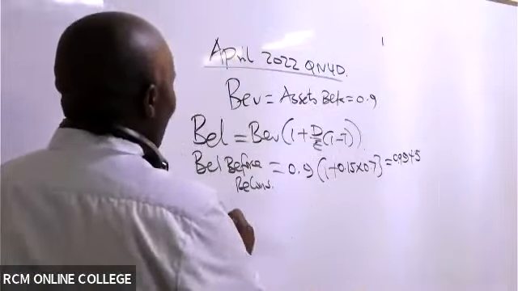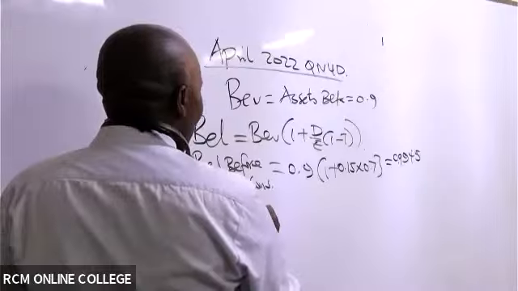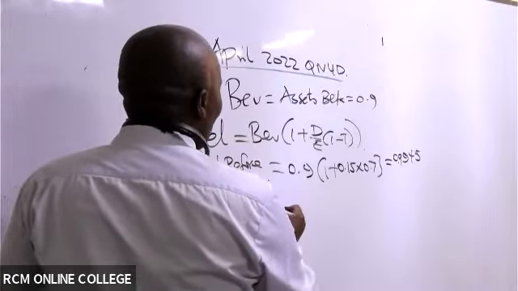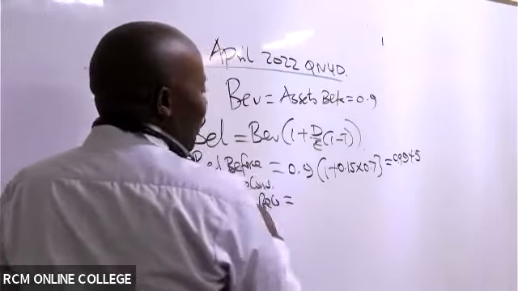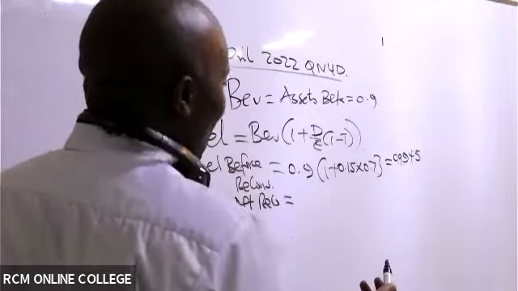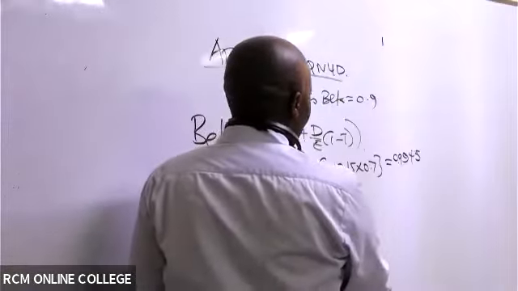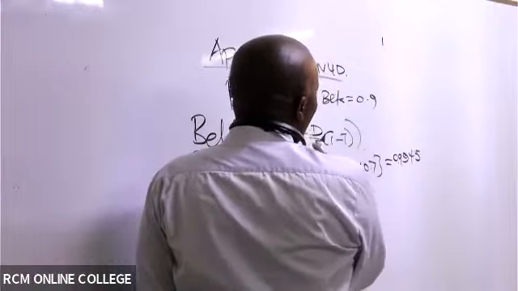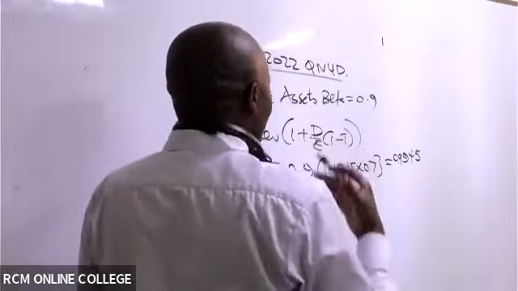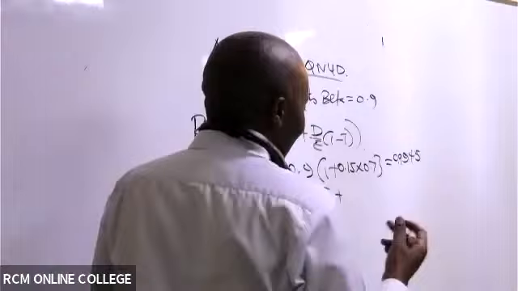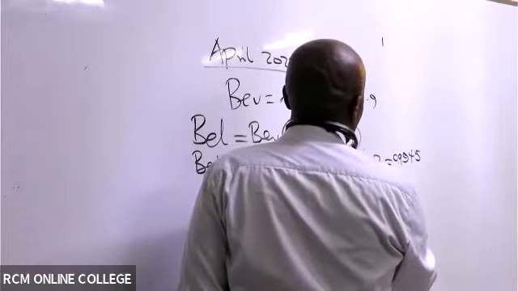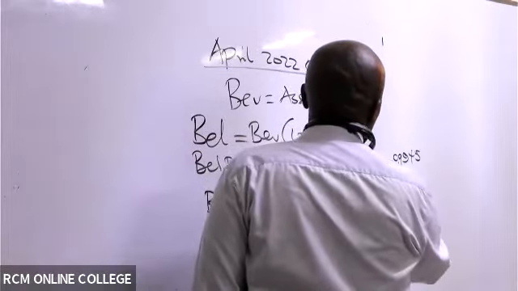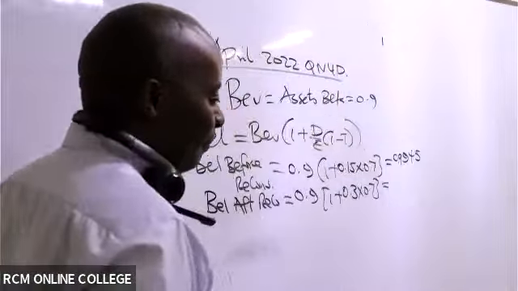Then we have BEL after reconstruction. You see, BEU will be the same always. So then that will be 0.9 into 1 plus, what is the debt to equity after? 0.3 times the 1 minus T thing, isn't it? So then this one here gave you what figure?